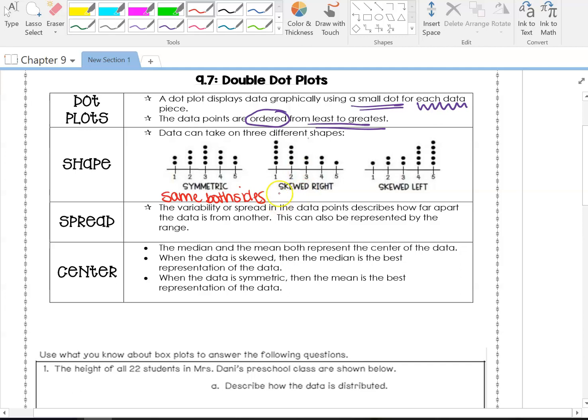Skewed right means that there's less data on the right side. Skewed left means that there is less data on the left.